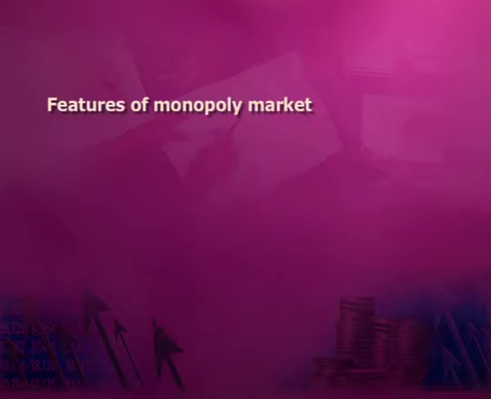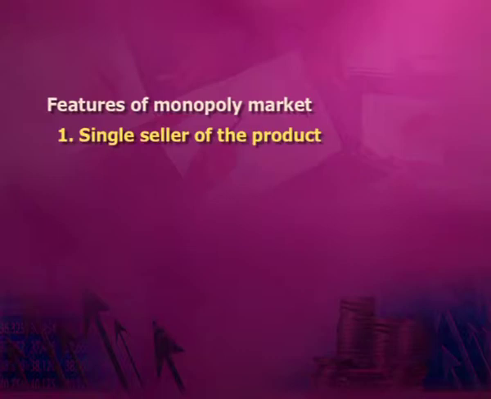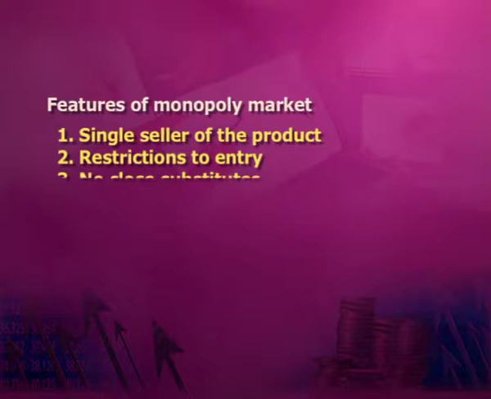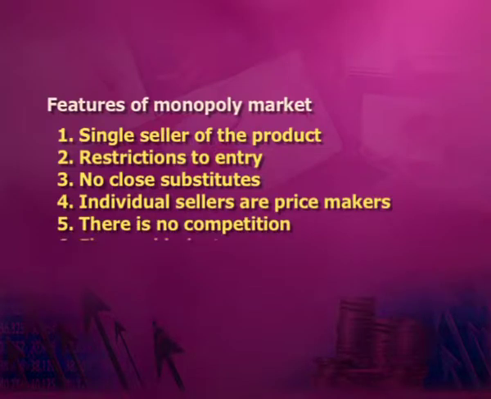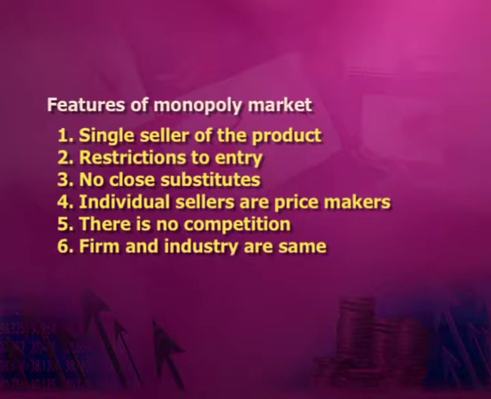Let us discuss the features of monopoly market. First, the firm is the single seller of the product. Second, there are restrictions to entry. Third, no close substitutes. Fourth, individual sellers are price makers. Fifth, there is no competition. Sixth, firm and industry are one and the same. And seventh, profit maximizer. Certain examples of monopoly market structure are postal services, railways, etc.